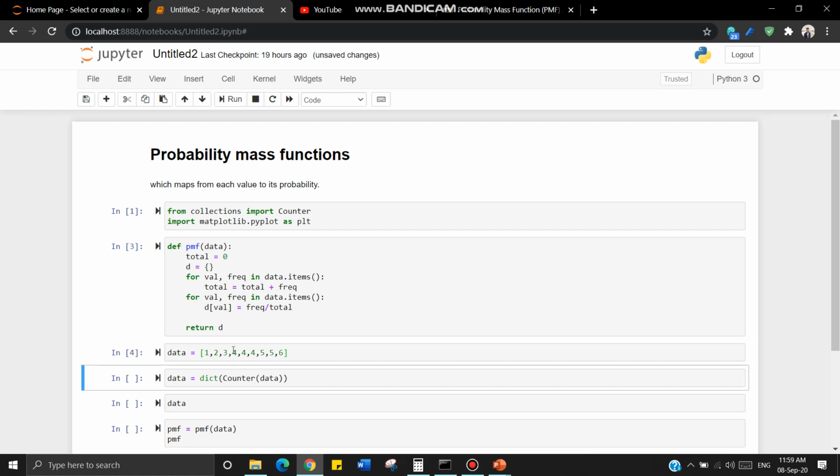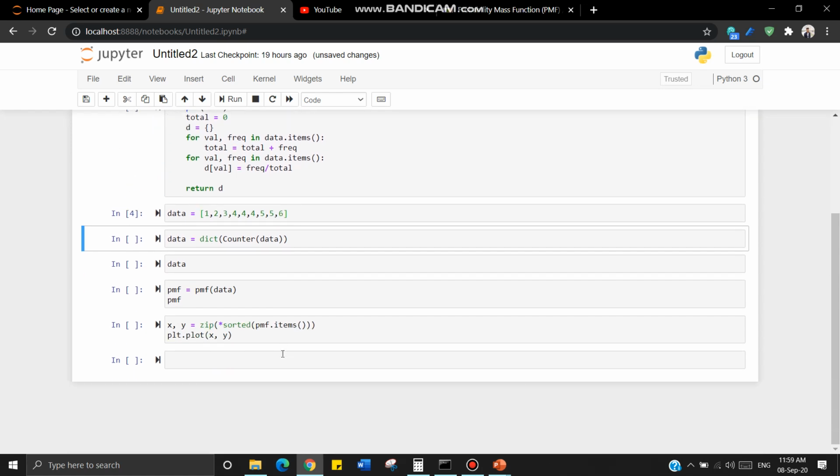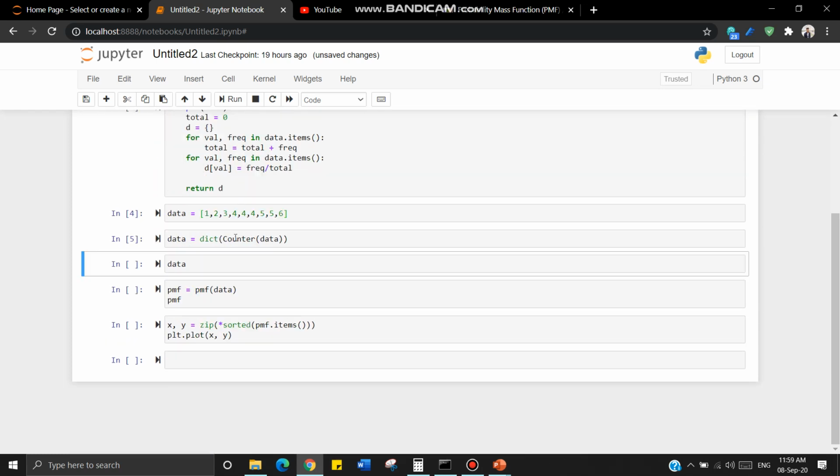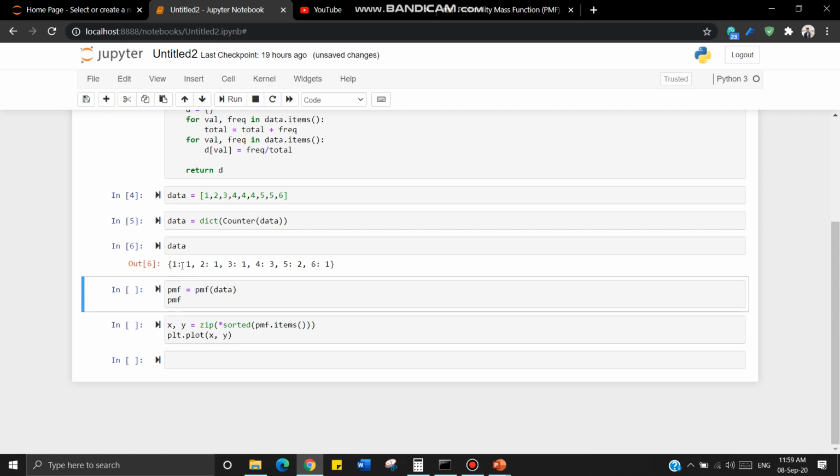The data is the same as in the earlier example: 1, 2, 3, 4 three times, 5 two times, and 6 one time. Counter is a predefined function in the collections module. It counts the frequency of each particular number: 1 is 1 time, 2 is 1 time, 3 is 1 time, 4 is 3 times, 5 is 2 times, and 6 is 1 time.